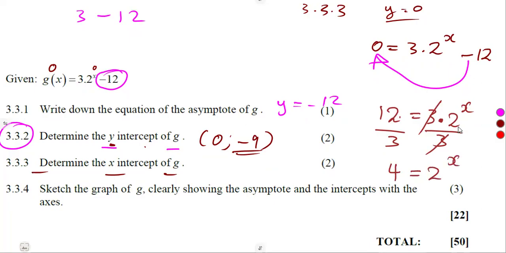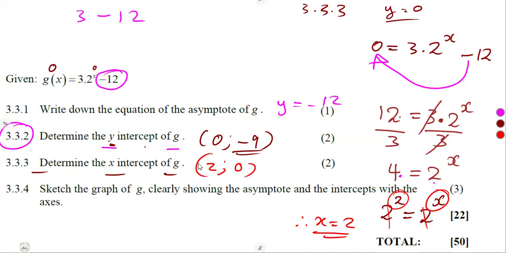Remember, guys, I talked about this. If the bases are the same, the exponents will be the same. So let's have 4 in the base of 2. That's 2 to the exponent of 2, which is equal to 2 to the exponent of x. The bases are the same, so automatically our exponents are the same. So x is equal to 2. So that's it. The x-intercept, that's 2. So we've got (2, 0) there as our x-intercept.